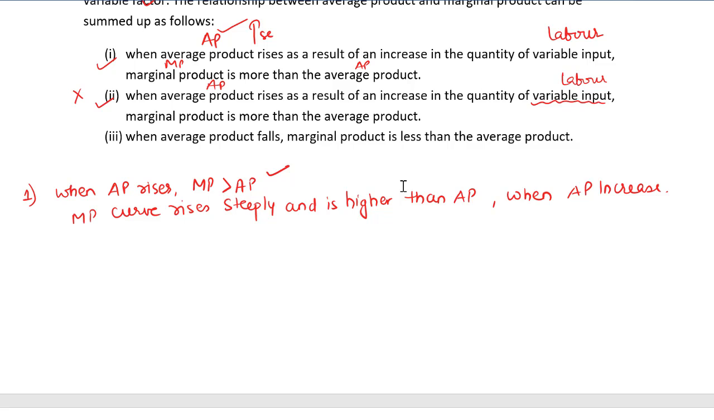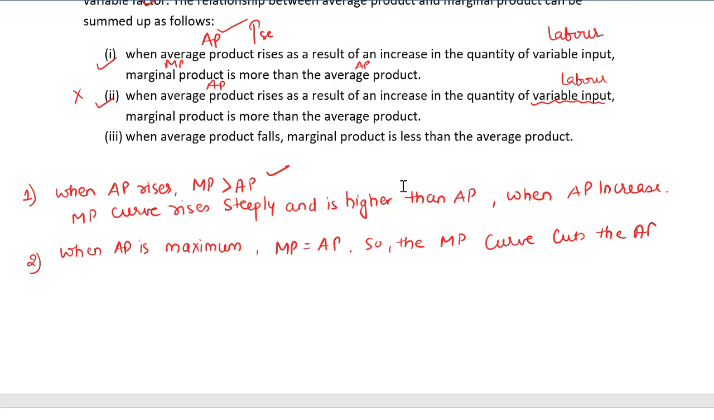Okay, so I will be writing point number 2 over here. Just write: when AP is maximum, MP equals AP. Marginal product is equal to average product. So we can say that the MP curve cuts the average product curve at its maximum.